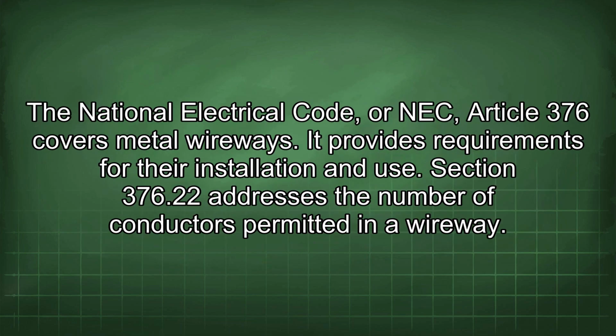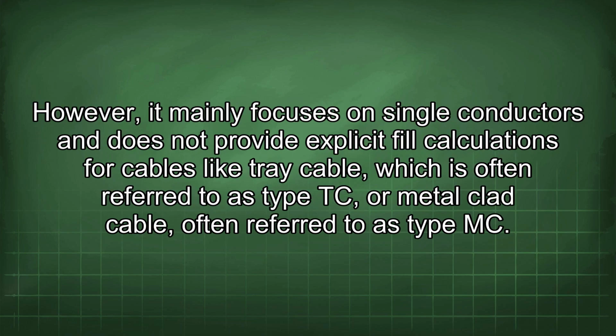The National Electrical Code, or NEC, Article 376 covers metal wireways. It provides requirements for their installation and use. Section 376.22 addresses the number of conductors permitted in a wireway. However, it mainly focuses on single conductors and does not provide explicit fill calculations for cables like tray cable, which is often referred to as type TC, or metal clad cable, often referred to as type MC.